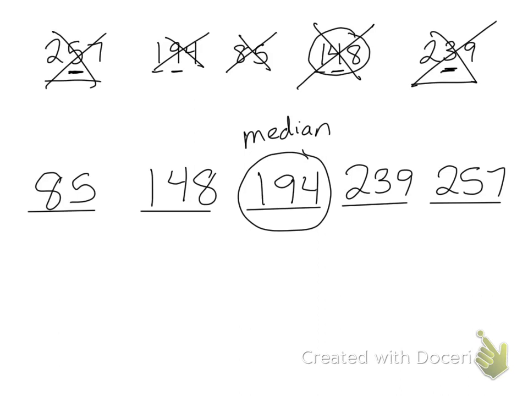Okay, so that's how we order numbers from least to greatest and then find the median or middle of a set of numbers. And that's it for this lesson.